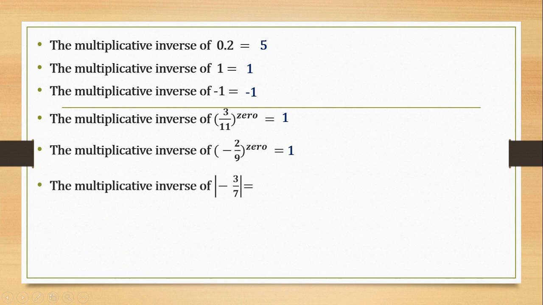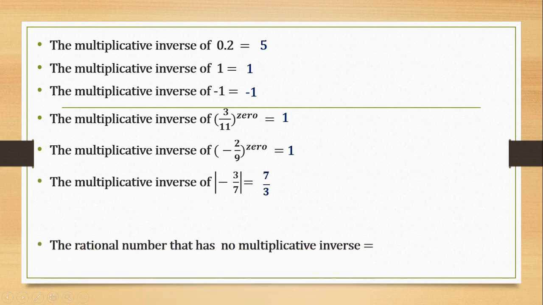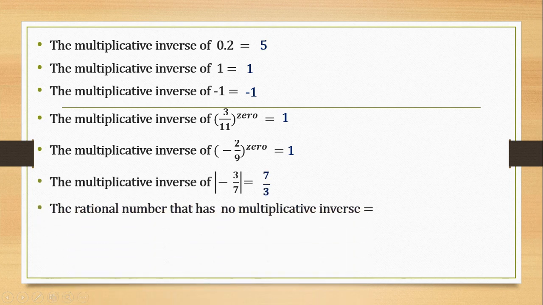The multiplicative inverse of the absolute value of negative 3 over 7: the absolute value clears the negative sign, so this is 3 over 7. Its multiplicative inverse is 7 over 3. The rational number that doesn't have a multiplicative inverse is 0, because 0 we can write as a fraction 0 over 1, and we cannot flip 0 over 1 to make it 1 over 0, because this is undefined, or you will get math error. Okay, then it doesn't have a multiplicative inverse.